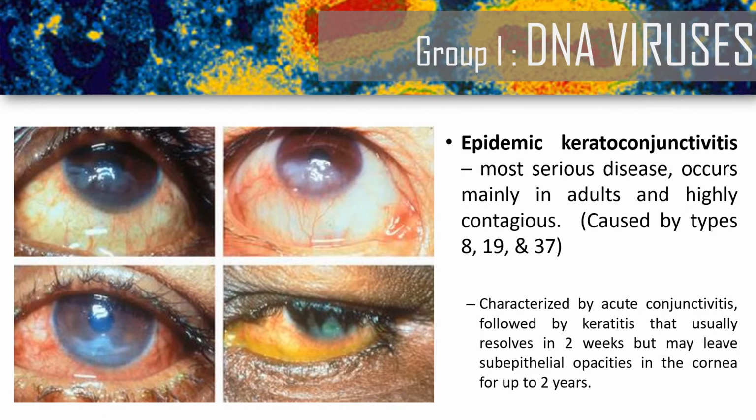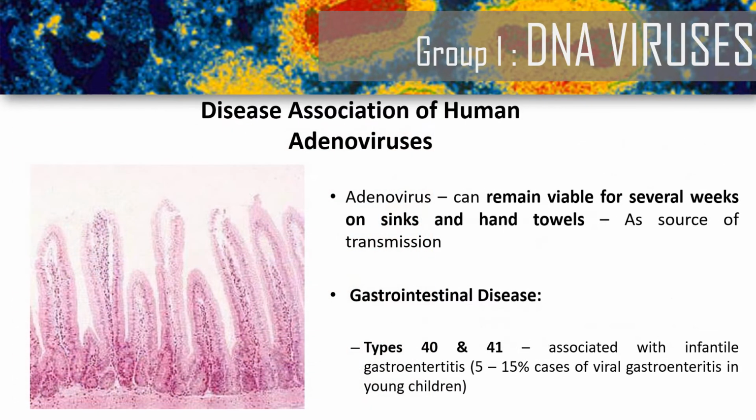Ibig sabihin na opacities, class. Alam niyo naman yung opacities, diba? Yung opaque. So, ganito yung itsura niya, class. Opaque. Ito yung opacity niya, class. Yan, kita nyo. Parang nana lang siya, class. Okay? Opacities in the cornea for up to 2 years. In addition, adenovirus can remain viable for several weeks on sinks and hand towels as source of transmission.